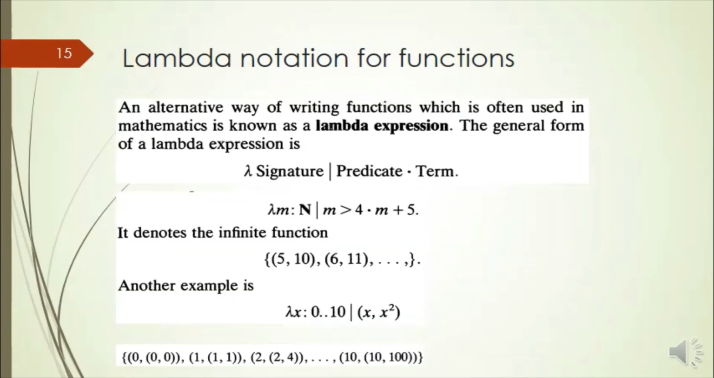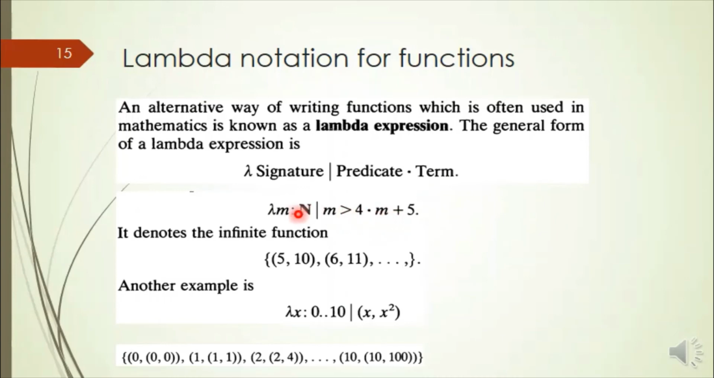Another method to represent functions is known as lambda notation, and lambda expressions are used to represent the expression to generate outputs, and it has three parts. Its first part is a declaration part, where we declare the domain set and a variable on that domain. The second part is a predicate part, which is a constraint on domain elements. And the third part is a term part, which is an expression to generate output.